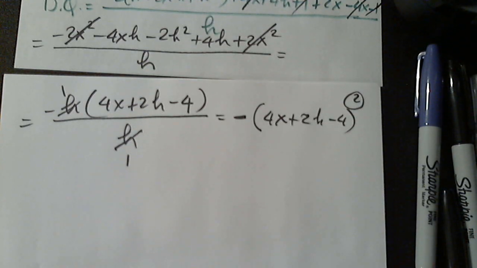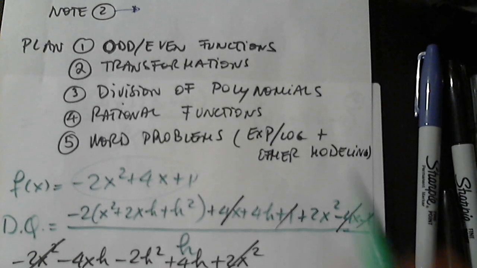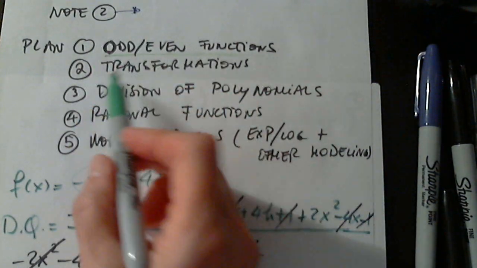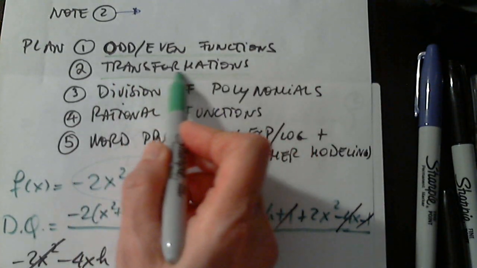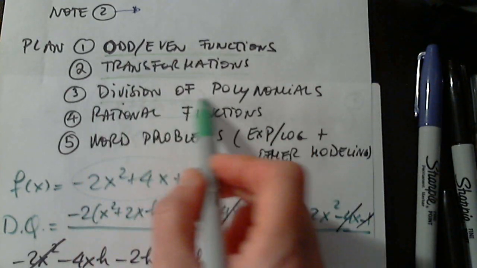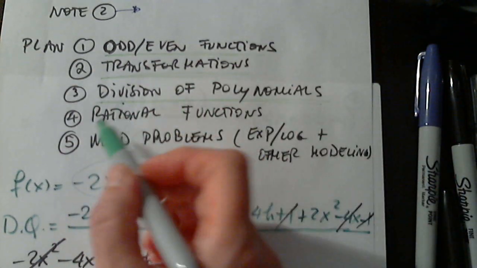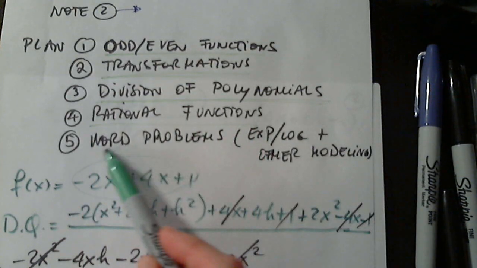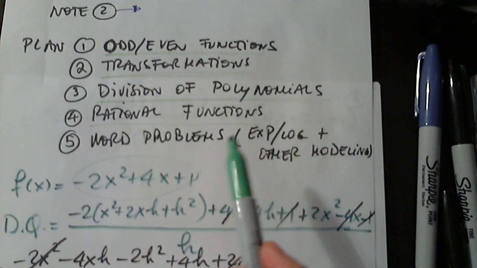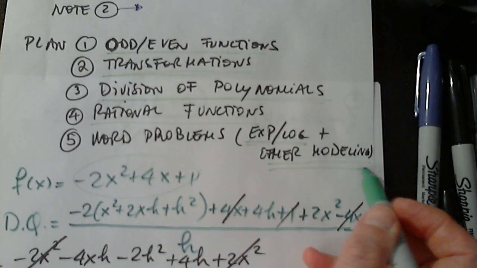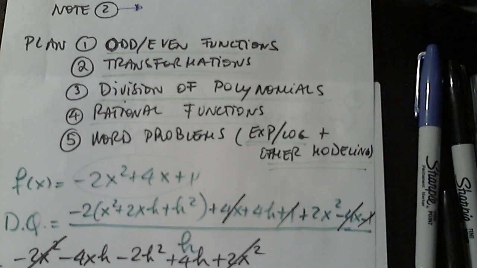Yes. Okay, perfect. So here's the plan, but of course it depends on your questions. I would like to discuss odd and even functions. I would like us to review transformations. I would like us to look at division of polynomials. There are two types. Rational functions. And then we'll go back to word problems, from exponential and log, and also other modeling problems. So that's the plan before we review for the test. I moved the test from the 2nd to the 7th.